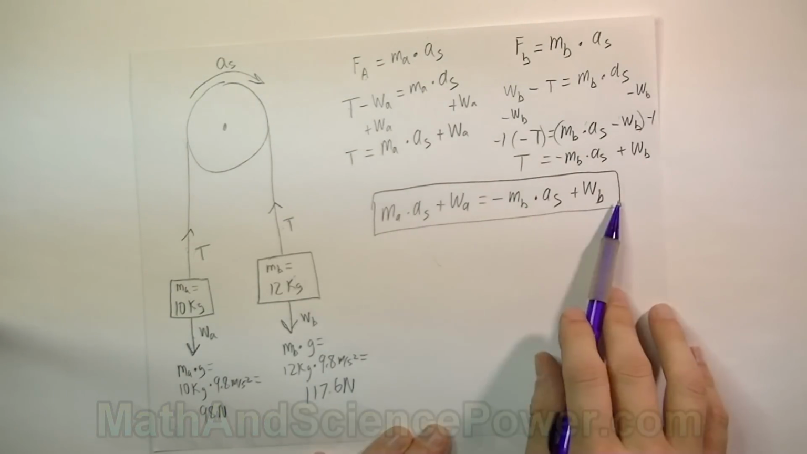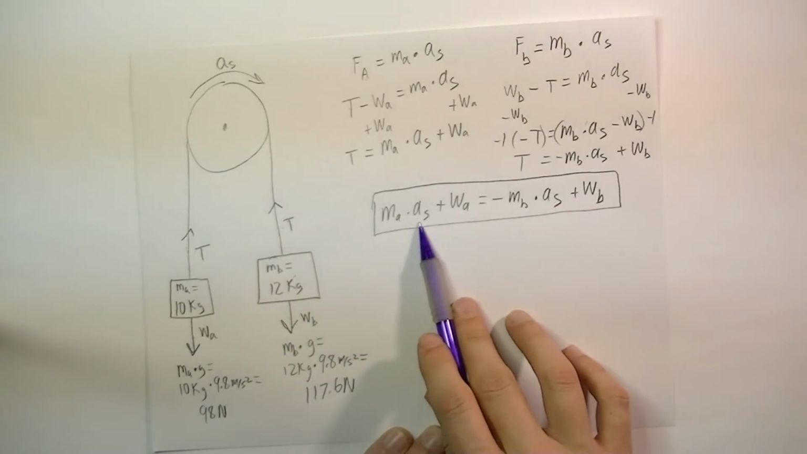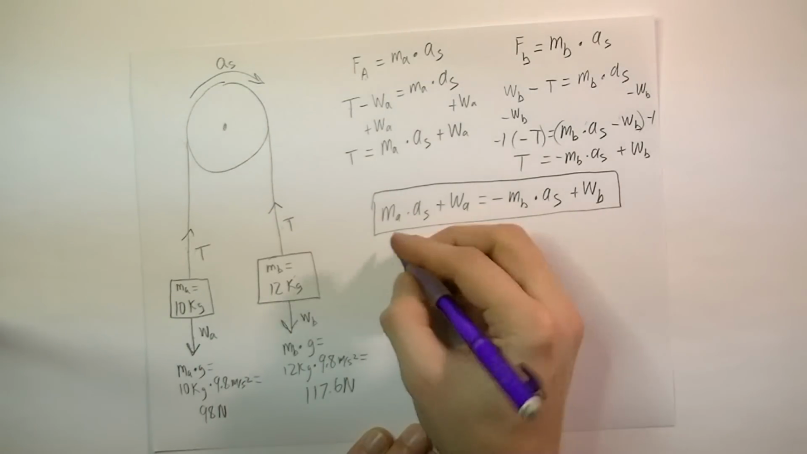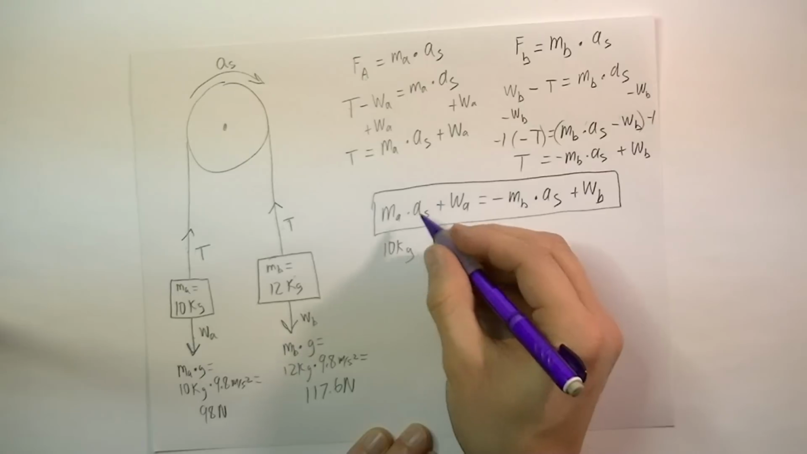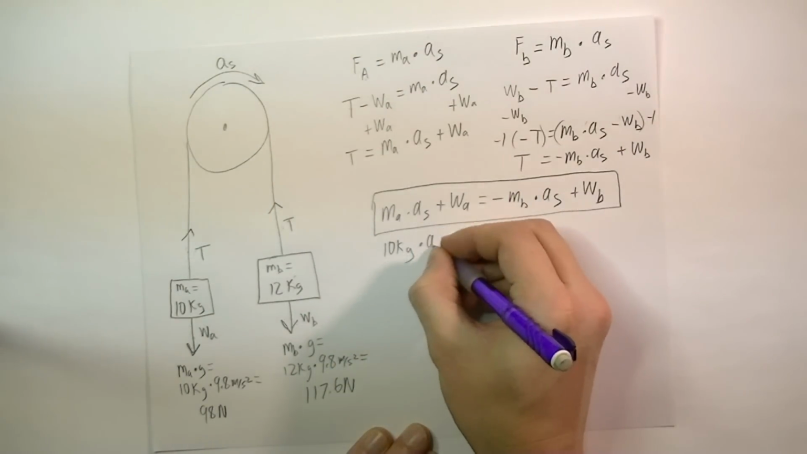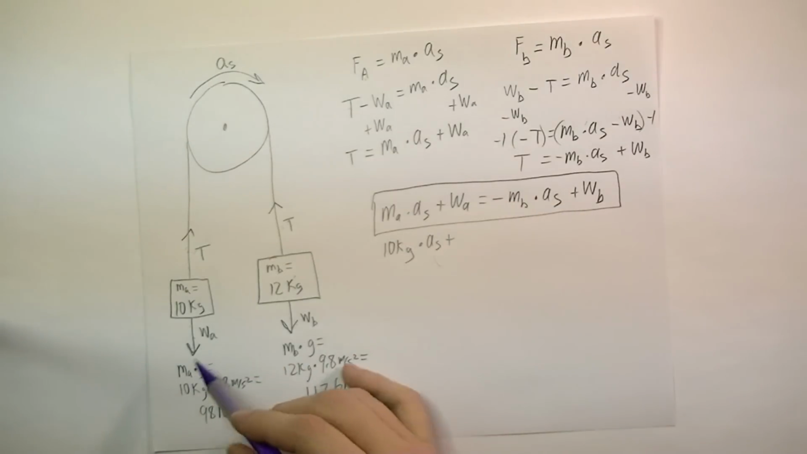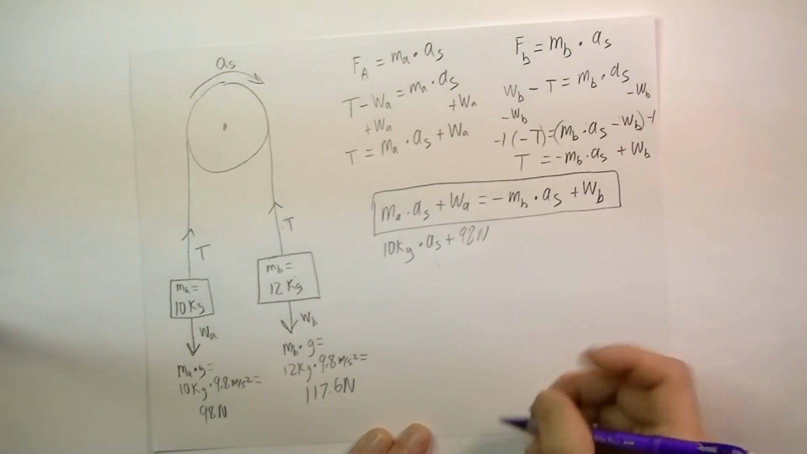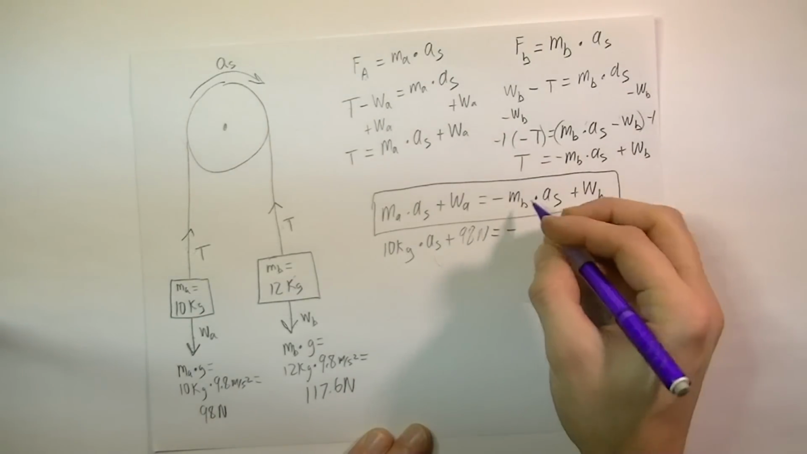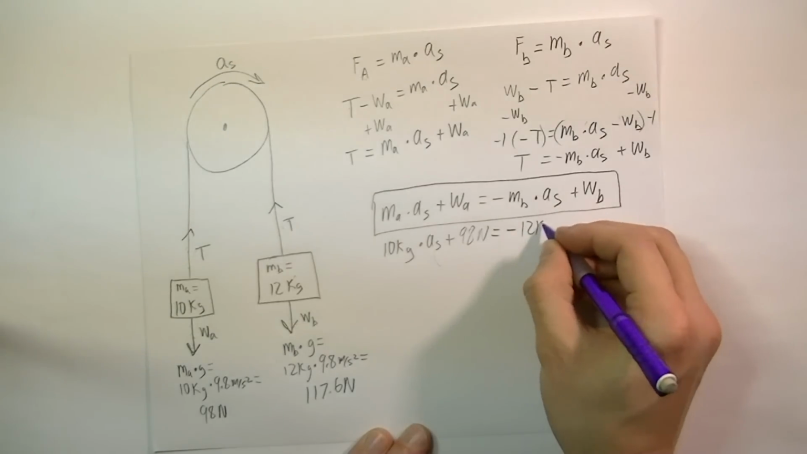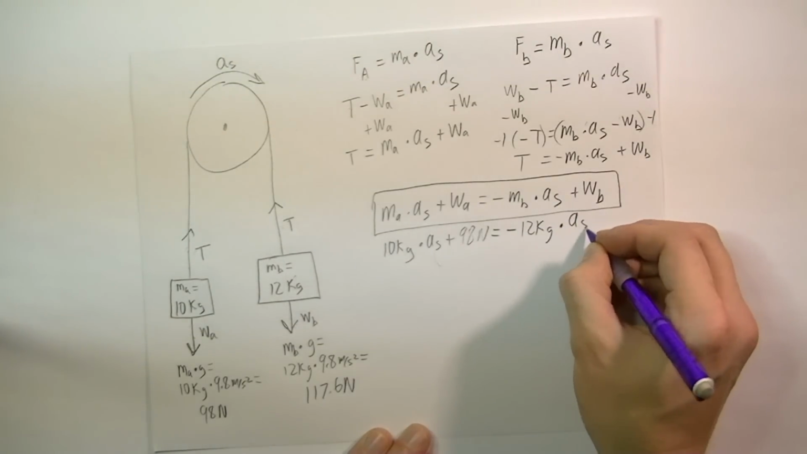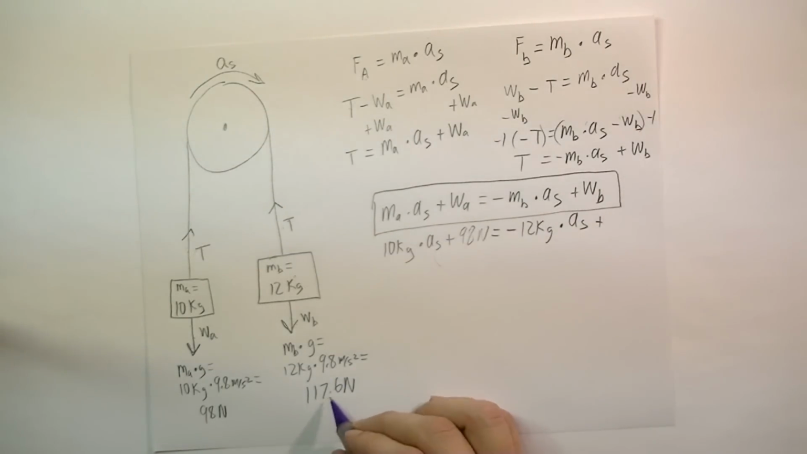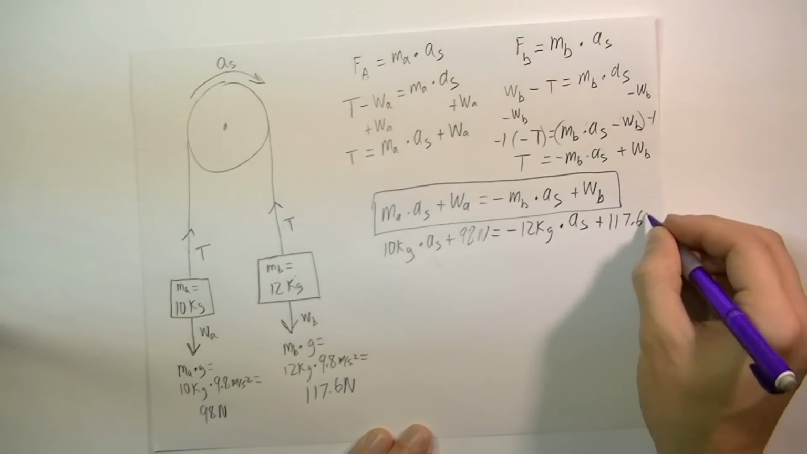Okay, so we have our equation that we can solve for the acceleration of the system, and all we have to do now is plug in our numbers. So the mass of A is 10 kilograms times the acceleration of the system, which is our unknown, plus the weight of A, which we solved to be 98 newtons, and this equals the negative mass of B, which is 12 kilograms, times our unknown, the acceleration of the system, plus the weight of B, which we solved earlier to be 117.6 newtons.